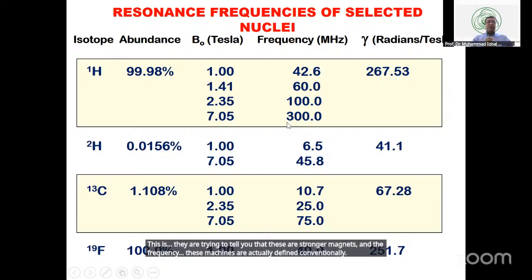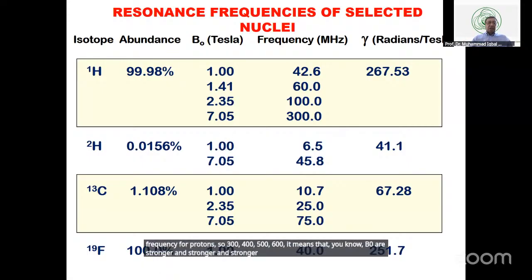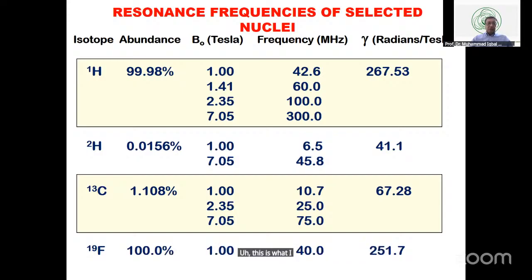It's not a very correct convention, to be honest, but since NMR was developed largely initially for proton, machines are defined on the basis of their frequency for protons. So 300, 400, 500, 600 means that B naught is stronger and stronger and stronger. This is what I'm going to tell you.